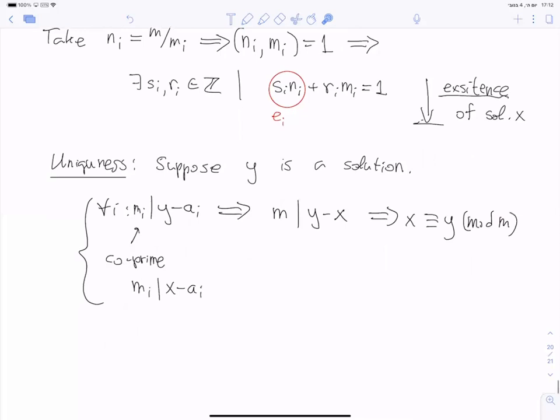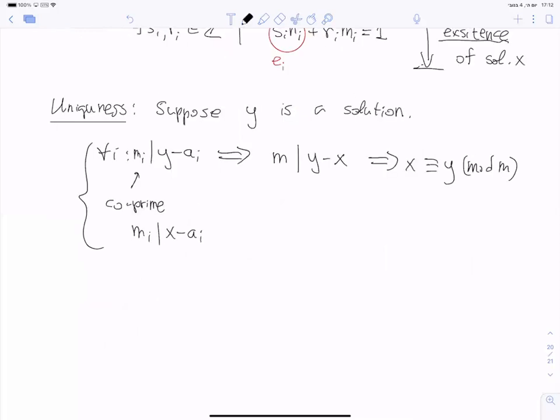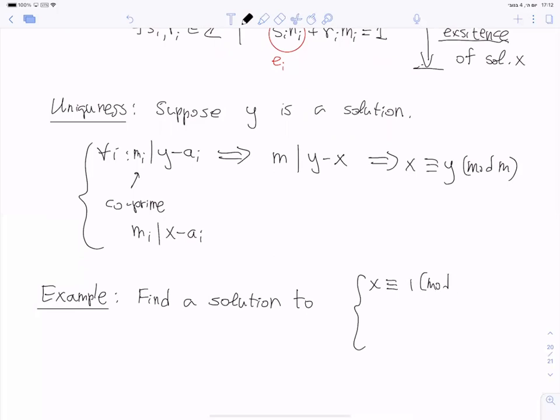Let us see an example. Find the solution to this system.